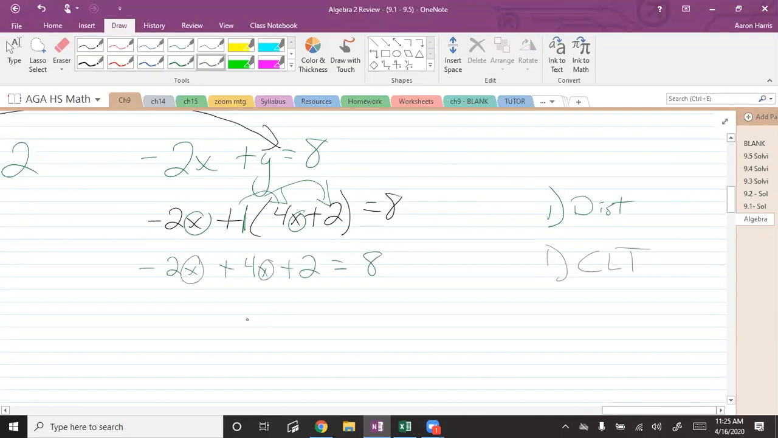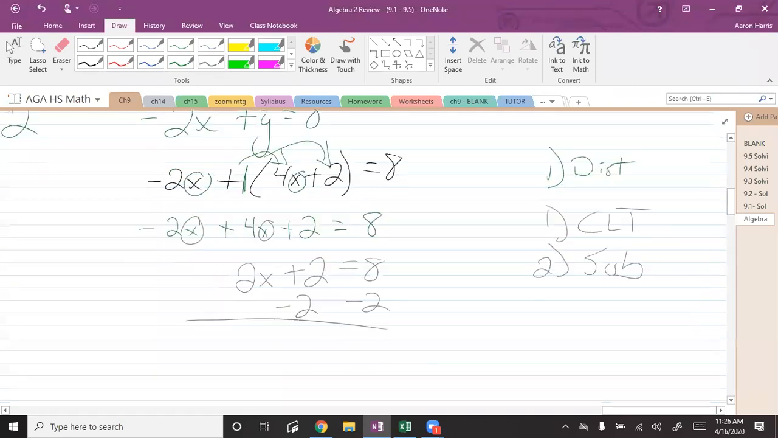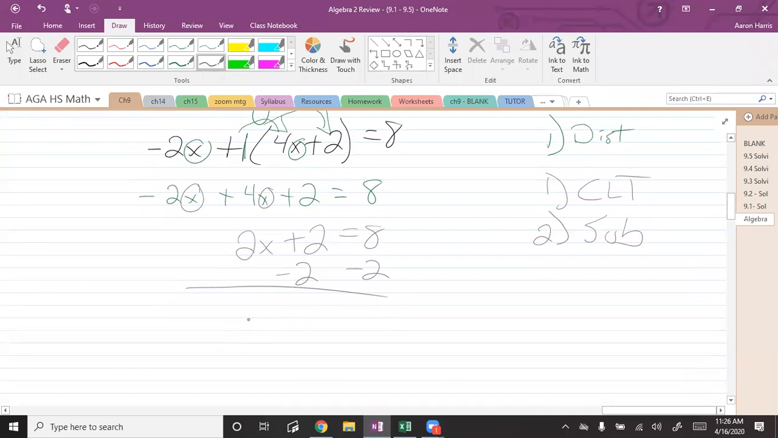Negative 2x plus 4x is equal to what? 2x. Yes, 2x. So 2x plus 2 is equal to 8. Step number 2, what do we do? Remove addition and subtraction from your variable. So subtract 2 from 8, and 2 from both sides. So what comes down? The 2x, then it'll be equal to 6.